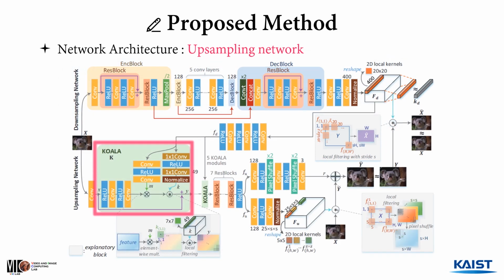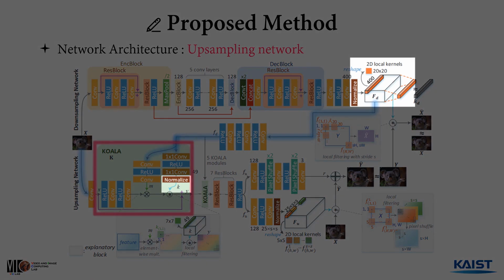The upsampling network also takes an error image to be upscaled. In KOALA modules, the early feature maps are adjusted through the element-wise multiplication and local filtering based on the predicted kernel. By doing so, unwanted features related to the degradation could be removed from the original info features.